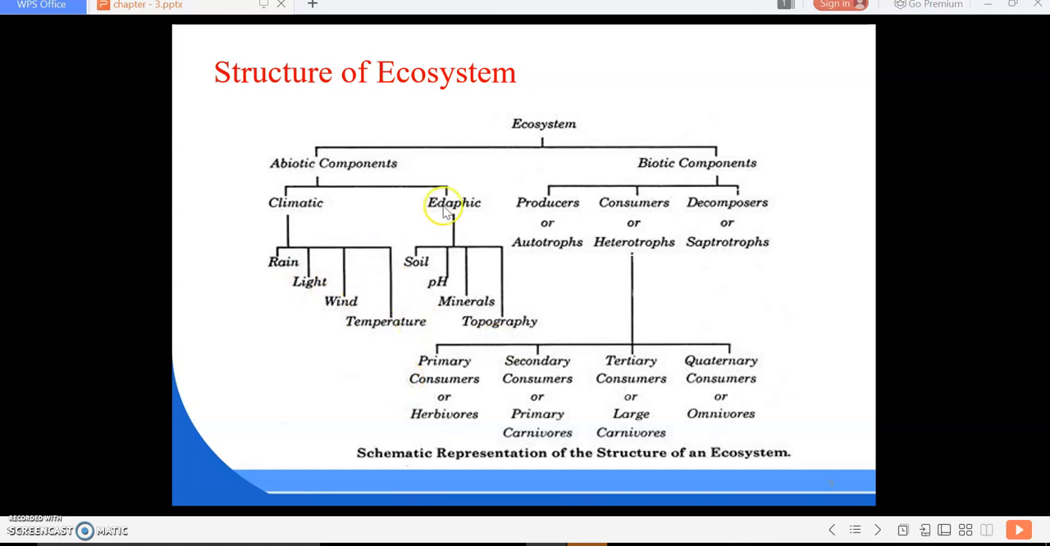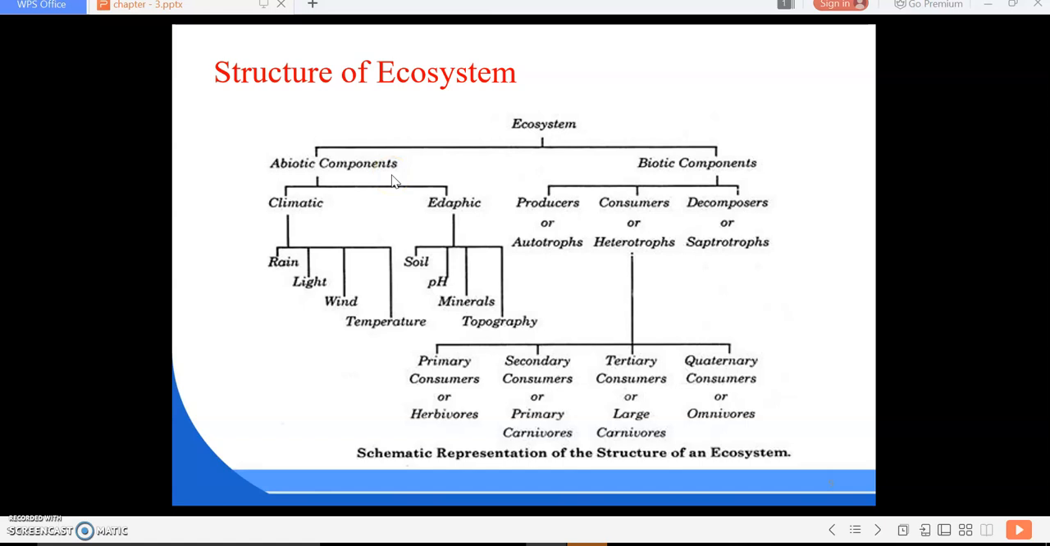In the same way, edaphic is again subdivided into four: first soil, second pH, third minerals, and fourth topography. So this is the total of the abiotic components. Basically, it is divided into two: first climatic, and second edaphic. Mainly, abiotic means the non-living things, or the non-living components in an ecosystem or in this environment.